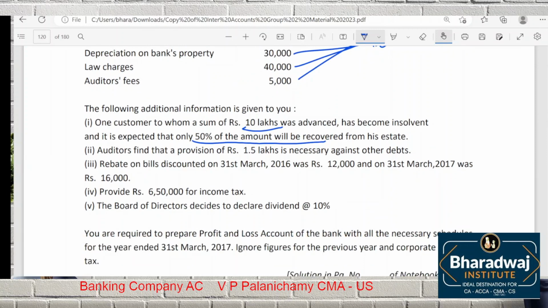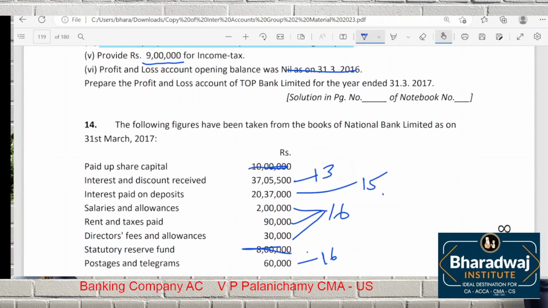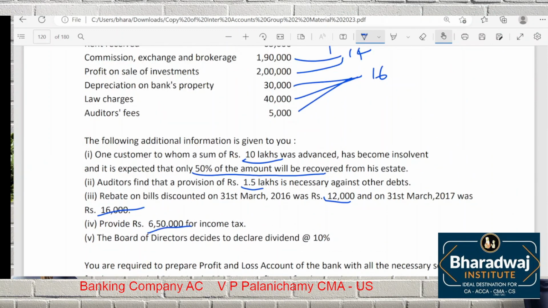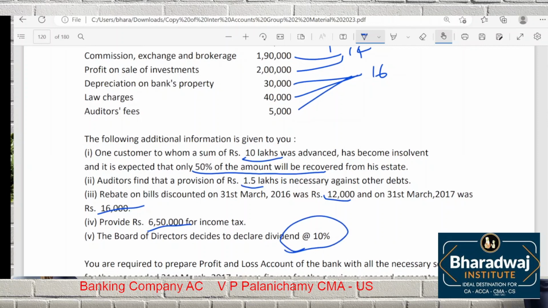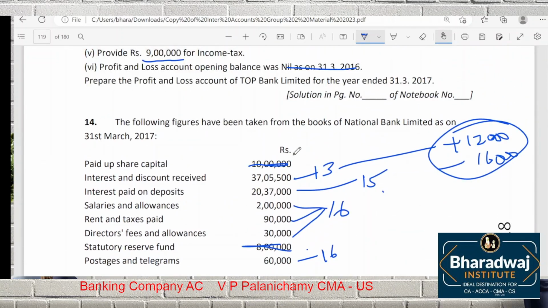That 50% will be recovered, means remaining 50% bad debts. Then apart from that, other bad debts are like 1.5 lakhs. Rebate on discount opening and closing is given. Provision for income tax is given to us. It is similar to the last question. You shall pause and try. One extra thing is that the board of directors provide a dividend of 10%. That will come in P&L appropriation account. Appropriation of profit. Dividend is an appropriation of profit.